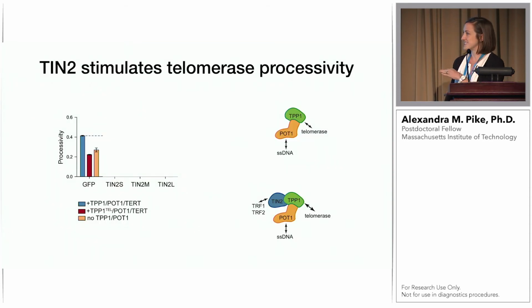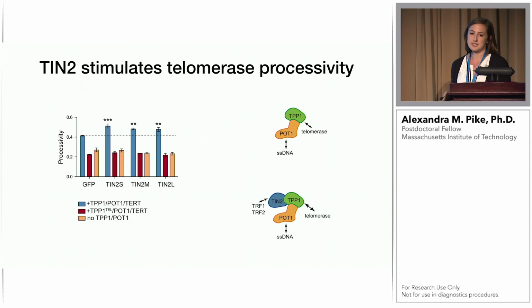I'm not going to get into this assay too much because it's a little hairy, but if you want to talk to me about processivity, I'd love to. So you can see in this graph that in blue, TPB1 and POT1 with telomerase is a lot more processive than TPB1 and POT1 without telomerase in orange, or with the processivity mutant in red.